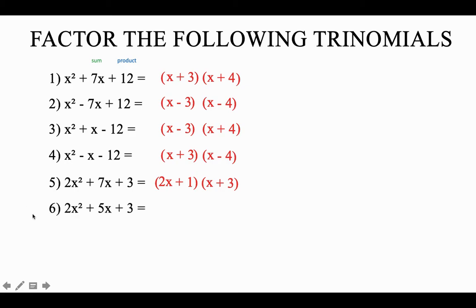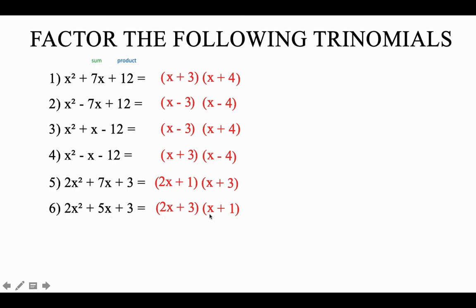For number 6, start with the first term, 2x squared, it's 2x and x. Factors of 3, 1 times 3. But our middle term here, if we compare to number 5, changes from 7x to 5x. So what we did here is we just interchange the last terms of each binomial. Why? Let's try if it will jibe with our middle term.